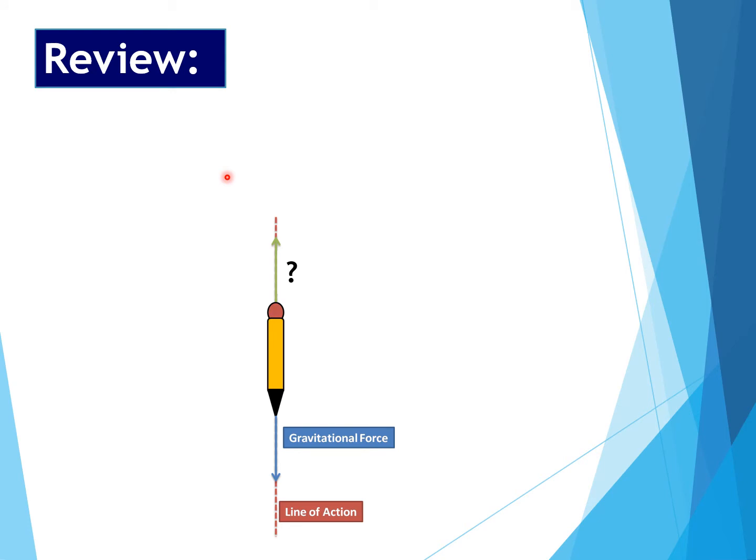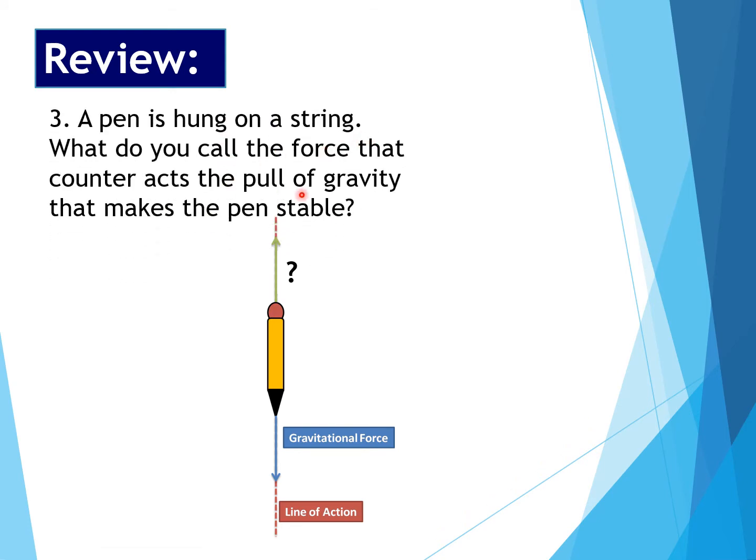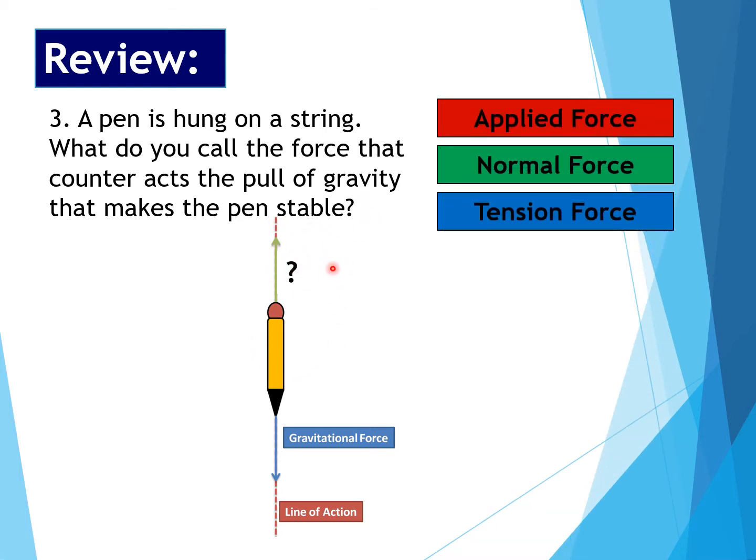Question number 3. A pen is hung on a string. What do you call the force that counteracts the pull of gravity that makes the pen stable? What do you call this type of force? Is it applied force, normal force, or tension force? Answer please. The correct answer is tension force. So again, in our example, the force that counteracts the pull of gravity is what we call tension force. Tension force is commonly found on ropes and strings when they are pulled tightly.